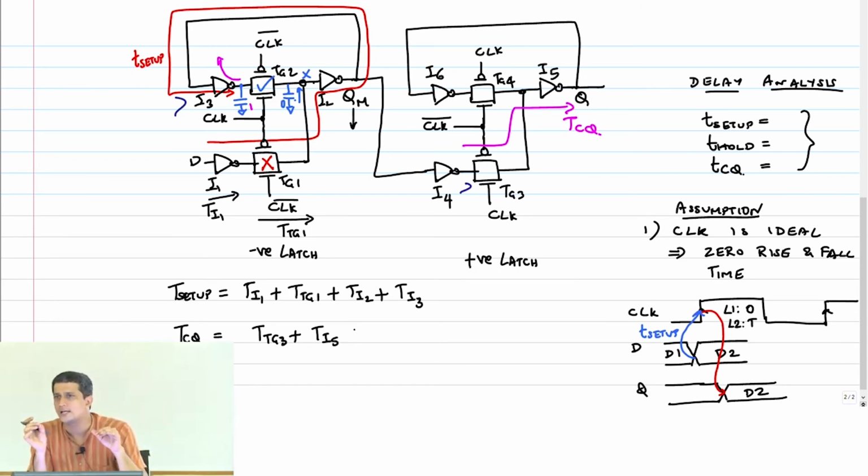Because the reality is, both TCQ and T-setup are actually numbers which are in between this total delay. If you add these two numbers, there is some sort of a constant that comes in. We will look at it later. So this is just a thought experiment, but please be consistent. Any questions here?